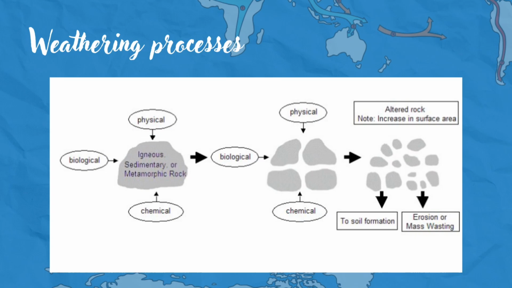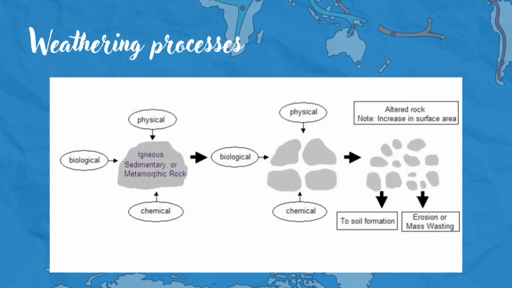Next is the chemical weathering. Here, the rock's minerals chemically react with substances like water and air, leading to changes in the rock's composition. Next we have the biological weathering. This occurs due to the actions of living organisms. For example, plant roots may penetrate rocks, causing them to crack and break apart.